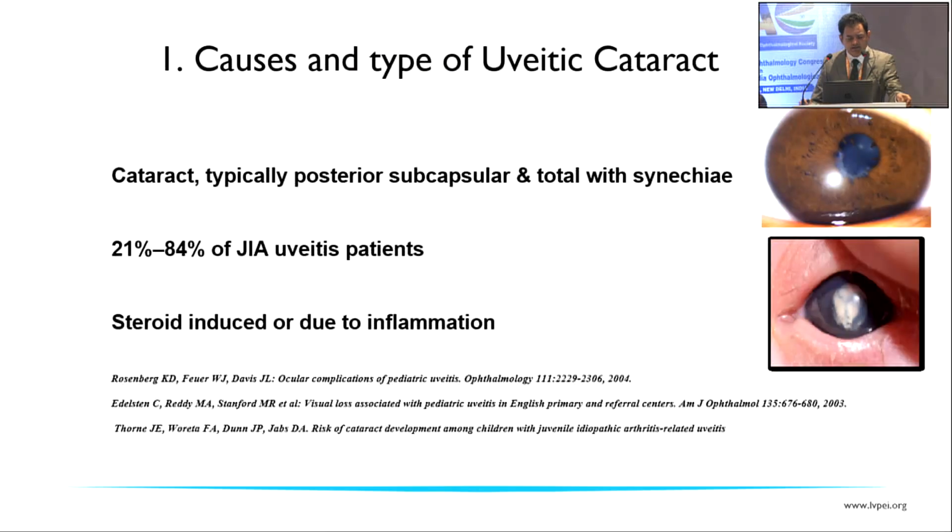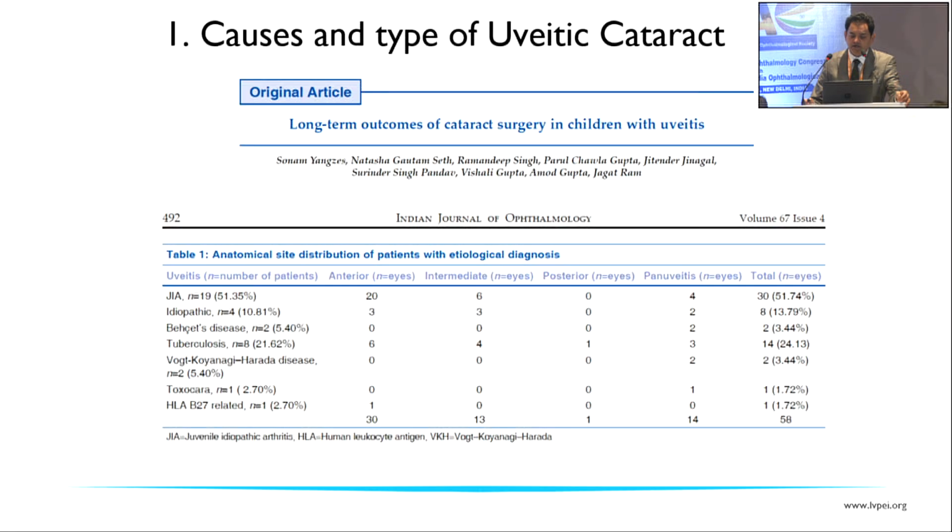If you look at the causes, most often it's JIA related. It can range from 21% to 84% of patients with JIA. We also have some patients who are steroid induced, because for the uveitis per se they are on long-term steroids, and also persistent inflammation can lead to pigment deposition, and over a period of time they can develop an anterior membranous or a posterior membranous cataract.